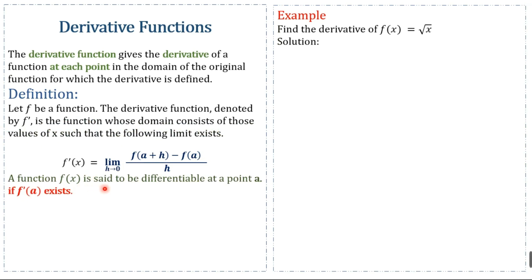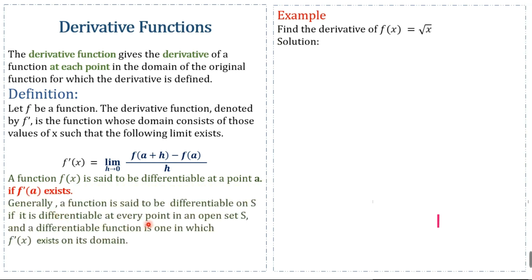A function f of x is said to be differentiable at a point a if f prime of a exists. Generally, a function is said to be differentiable on S if it is differentiable at every point in an open set, and a differentiable function is one in which f prime of x exists on its domain. It means the derivative of the function exists on the given domain of the function.